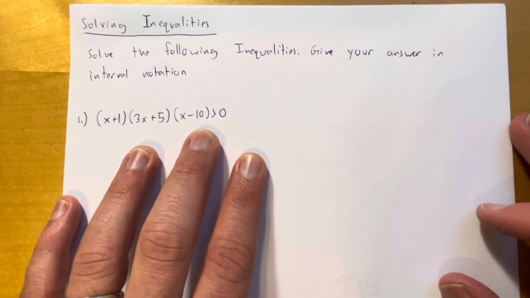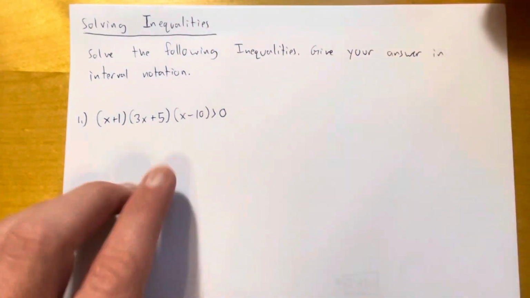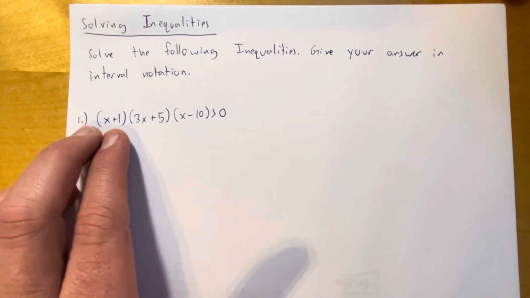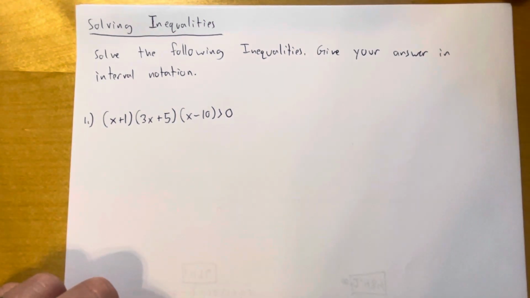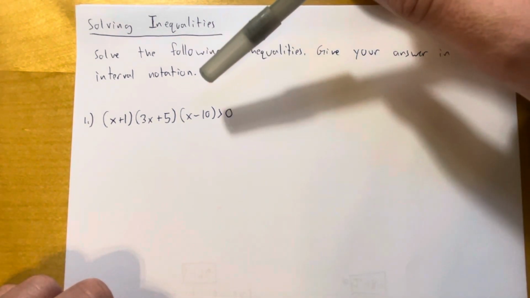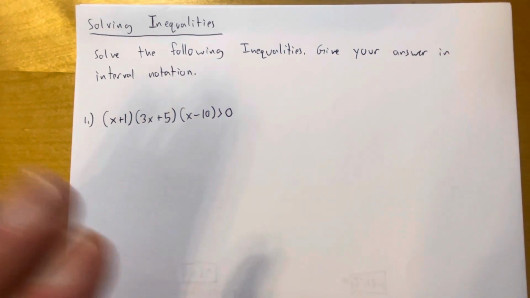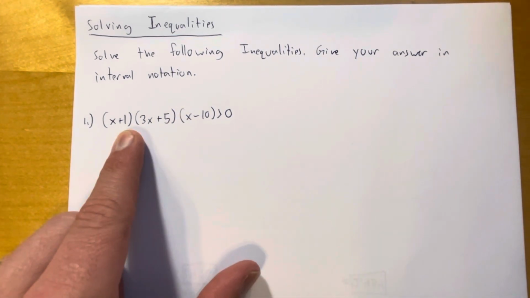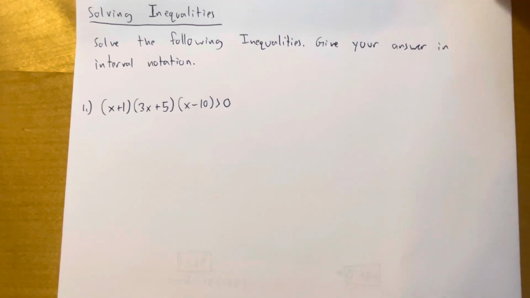We want to solve this inequality, and notice we want to give our answer in interval notation. So this inequality is an expression that's represented in factored form, and it's greater than 0. So the key thing here is when something is greater than 0, that means that it's positive. So I want to think of this as how to make this expression on the left positive. And the key there is going to be to remember how multiplication of positive and negative numbers work.